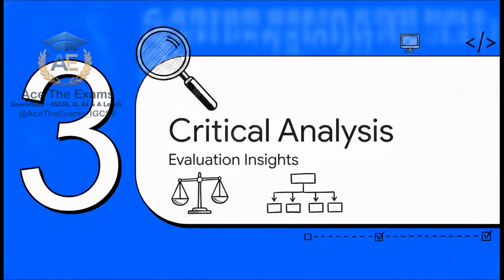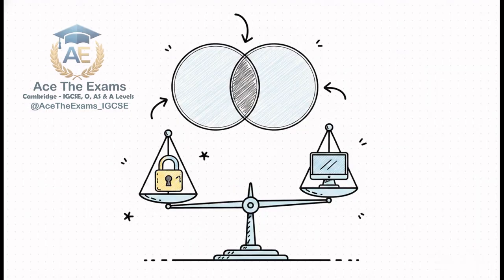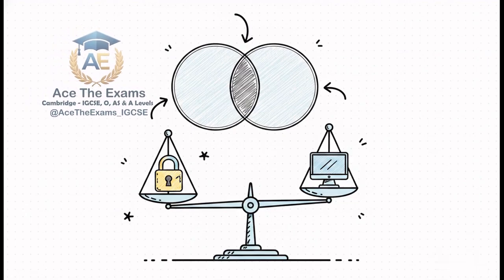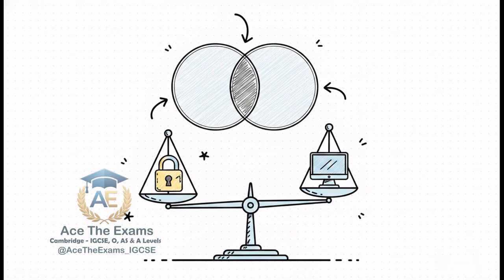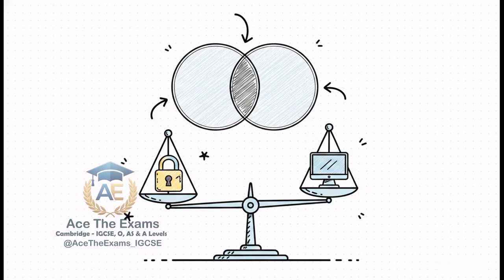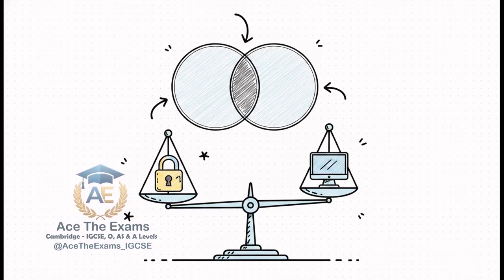Next up, Section 3, Mastering Critical Analysis, focusing on evaluation insights. Topic 5.1 is all about weighing the advantages and disadvantages of different methods. That means you're going to be doing a lot of comparative analysis. A true top-tier evaluation requires you to look at multiple methods and actively identify both the similarities and the differences between them.